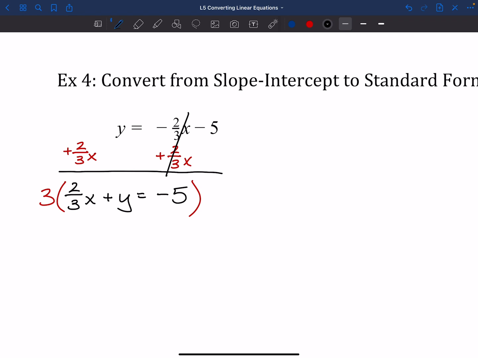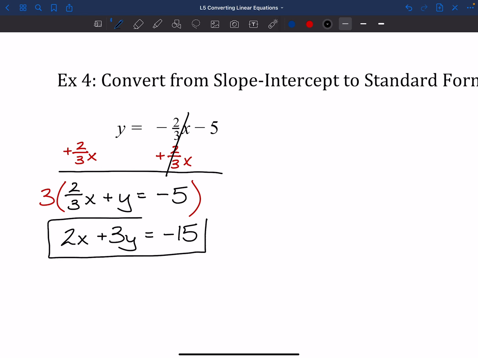All right, so when we do 3 times 2/3 x, again, all that's going to happen is it's canceling out the bottom there. So we're going to end up with just 2x. 3 times y is going to give us 3y. And then we do want to multiply to the other side as well. 3 times -5 is -15. All right, so this is what we want to go for, right? It's got a positive leading coefficient, and there aren't any fractions in sight. Right, that's really what we want to go for on this.